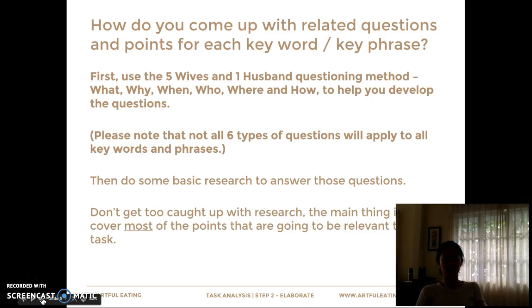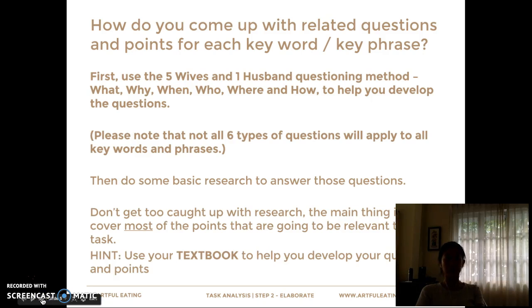Now, this is just task analysis, so don't get too caught up with the research. The main thing here is to cover most of the points that are going to be relevant to your task. And here's a big hint. Use your textbook to help you develop both the questions and the answers.